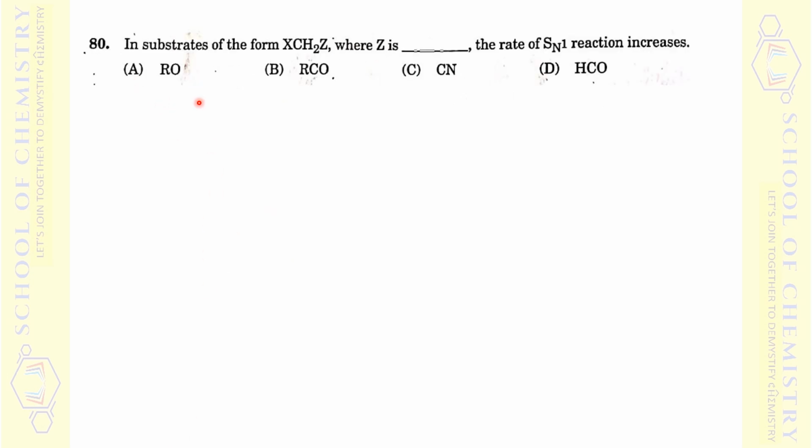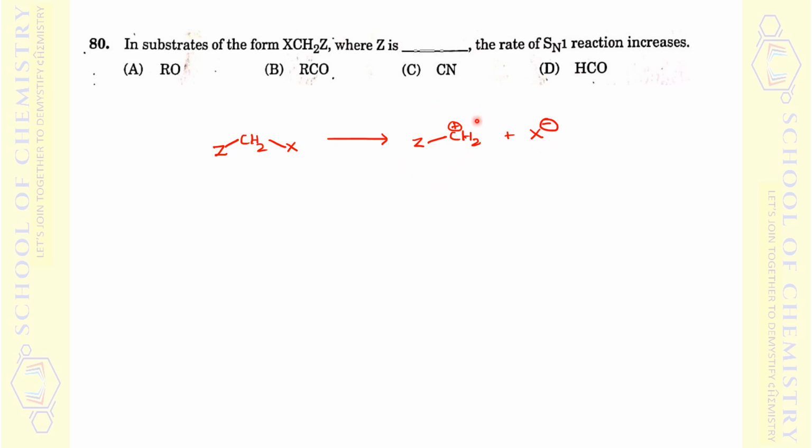Again, the 80th question is general, about substitution mechanisms. A substrate they have given is XCH2Z. Here we should consider that X is the leaving group, and Z is the other group which is present in the molecule. Now, when Z is what, the rate of SN1 reaction increases. First we should know how the SN1 reaction happens and when we can expect the rate of the SN1 reaction to increase. In the SN1 mechanism, the first step is ionization. This leaving group X will leave the molecule as X minus, forming a carbocation.